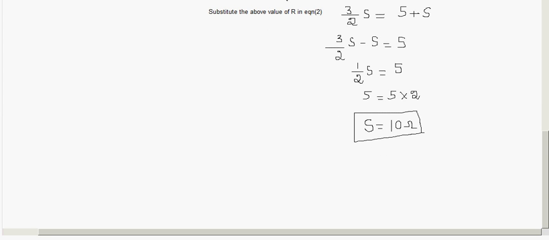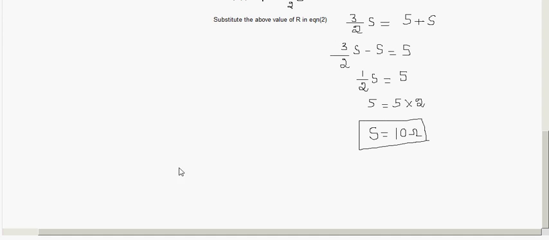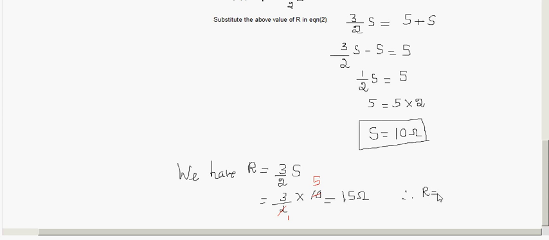Now also find out the value of R. R is 3 by 2 S, which is equal to 3 by 2 into 10, which is equal to 15 ohm. Therefore, R is equal to 15 ohm. R is 15 ohm and S is 10 ohm.